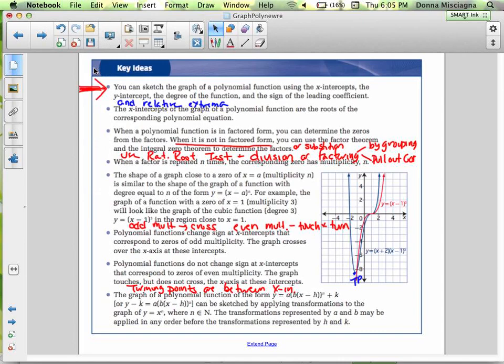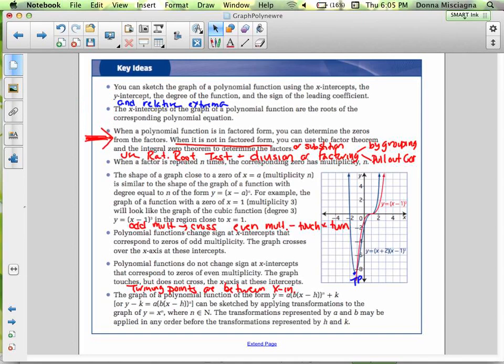All right, so you can sketch a polynomial graph using the x-intercepts, the y-intercept, and the degree of the function. The sign of the leading coefficient gives you the end behavior. And of course, don't forget your relative extrema. Those are your turning points. The x-intercepts of the graph of a polynomial function are the roots of the corresponding polynomial function. And our turning points are always in between those.